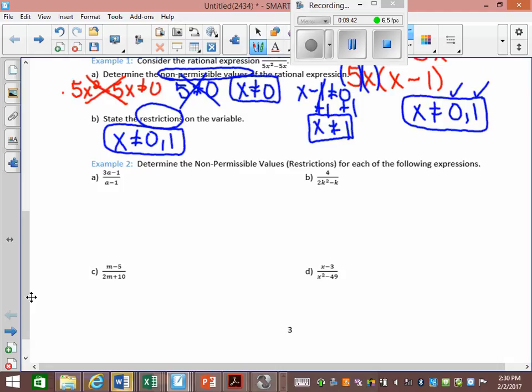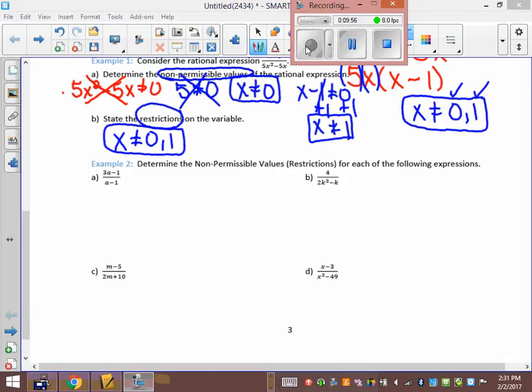Example 2. Determine the non-permissible values, the restrictions, for each of the following expressions. So question A. 3a minus 1 divided by a minus 1.